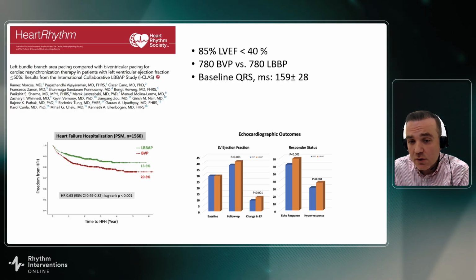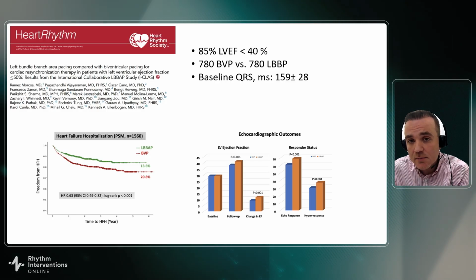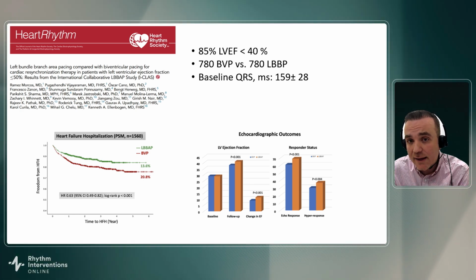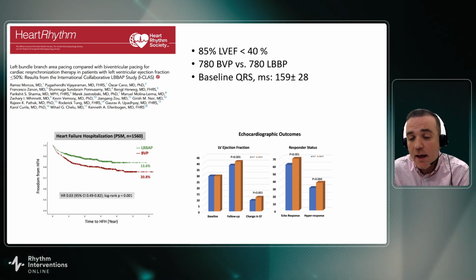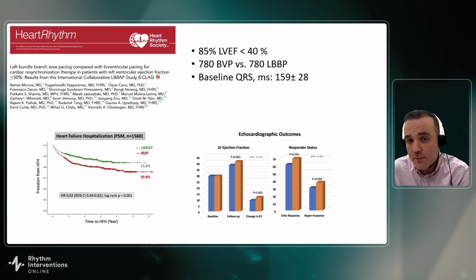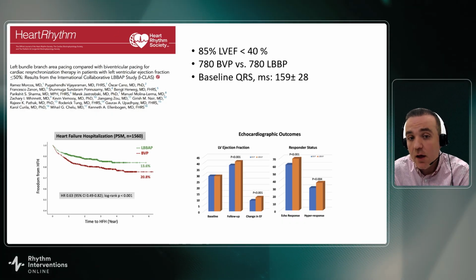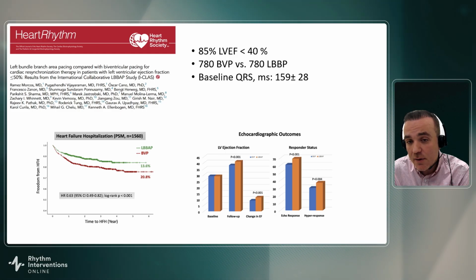And we have also new data that came out during the last 2 years. For example, this study was published in Heart Rhythm, included patients with HFrEF and CRT indications, and in each arm, 780 patients were included with propensity matched groups, and the primary endpoint was heart failure hospitalization, which was significantly positive for left bundle branch area pacing against biventricular pacing, the same for echocardiographic outcomes.